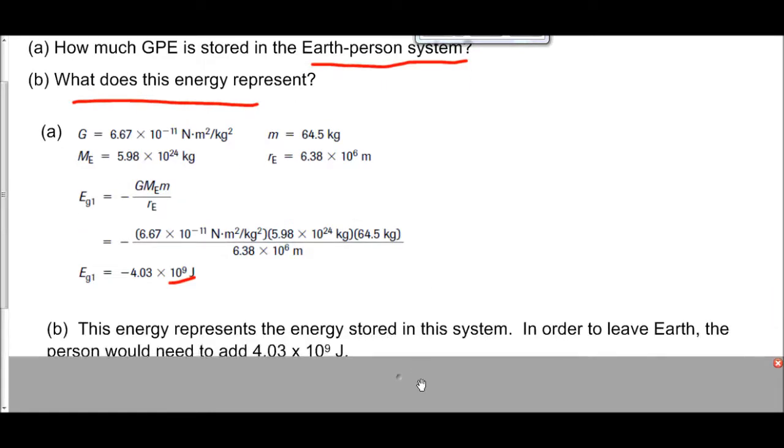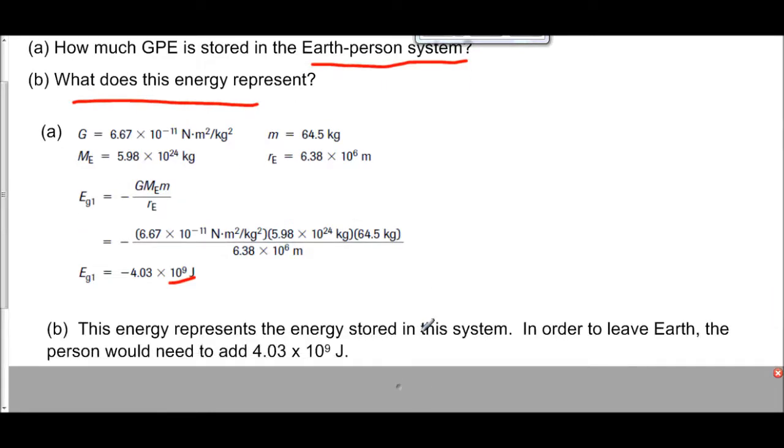What it actually represents here is the energy stored in the system. There are two ways we can think about it. If this person were to fall towards the Earth from so far away we consider it infinity, traveling from way up here, look at my awesome drawings, of course not to scale, then as this person falls from infinity, by the time they get to the Earth, they would have lost this much potential energy, 4.03 times 10 to the power of 9 joules, and they would have gained this much kinetic energy. So this person would be traveling incredibly fast.